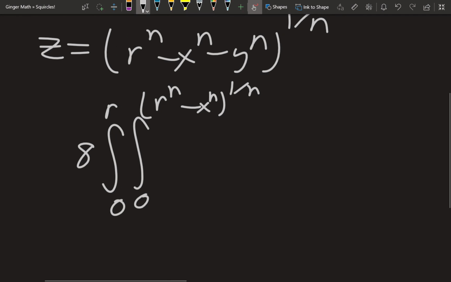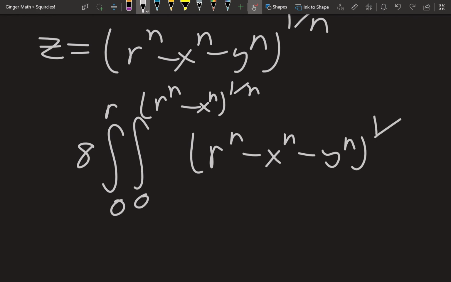So, onto the actual integral bit. r to the n minus x to the n minus y to the n, to the 1 over n, dy. I'm gonna stop saying that now. I'm sorry.